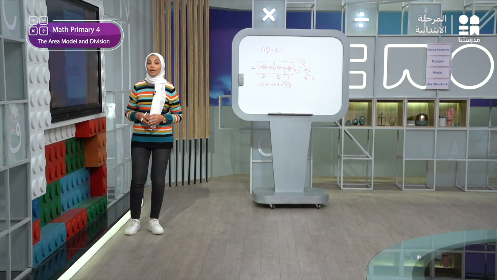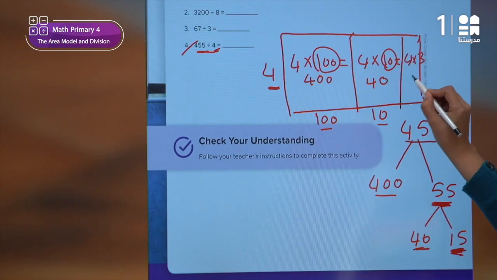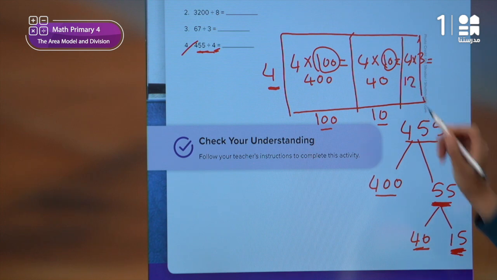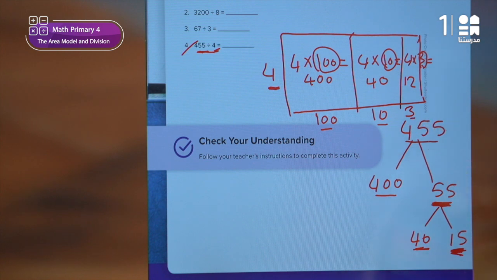So, what should I do? I will think of a multiple of 4 less than 15. Yes, I got 12. 12 is a multiple of 4 and less than 15. So, ask yourself, here 4 times what gives me 12? Yes, 4 times 3 gives me 12. Let's write it here. So 4 times 3 equals 12. Right? Then I will write 3 under the rectangle in this part.